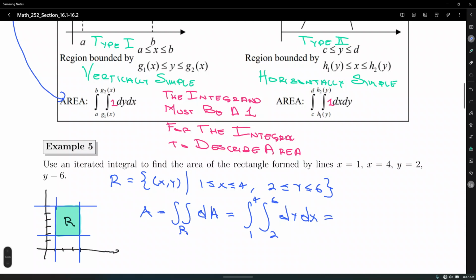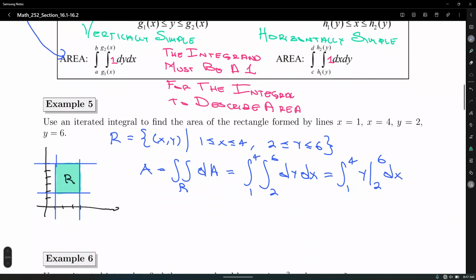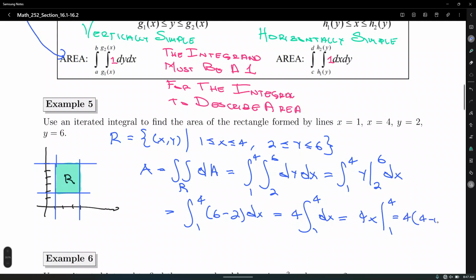So that is the integral from 1 to 4, and then while evaluating the integral with respect to y, that's simply y between 2 and 6 dx. Upper limit minus lower limit, that means the integral from 1 to 4, 6 minus 2 dx, that is 4 times the integral from 1 to 4 dx. And lastly, that integral with respect to x, that is 4 times x between 1 and 4. 4 times 4 minus 1, that equals 4 times 3, which equals 12.